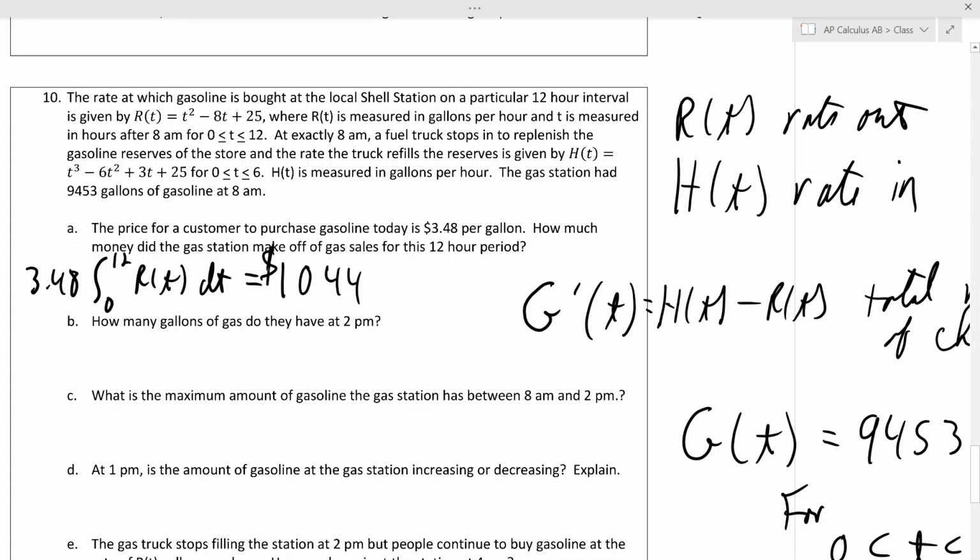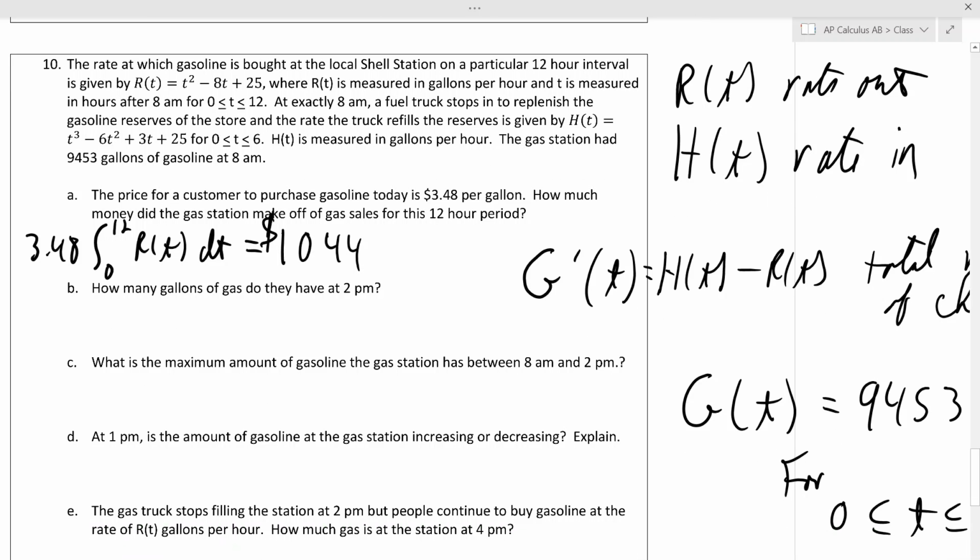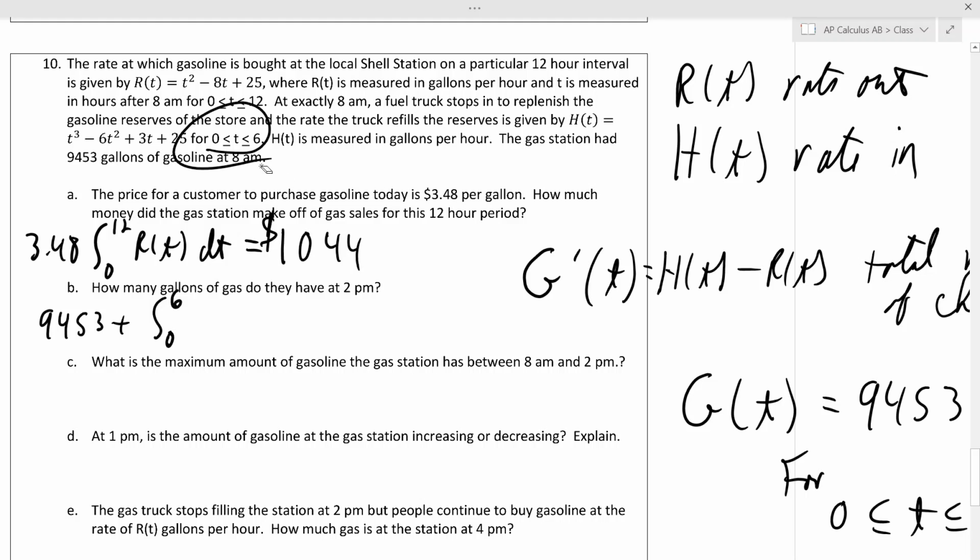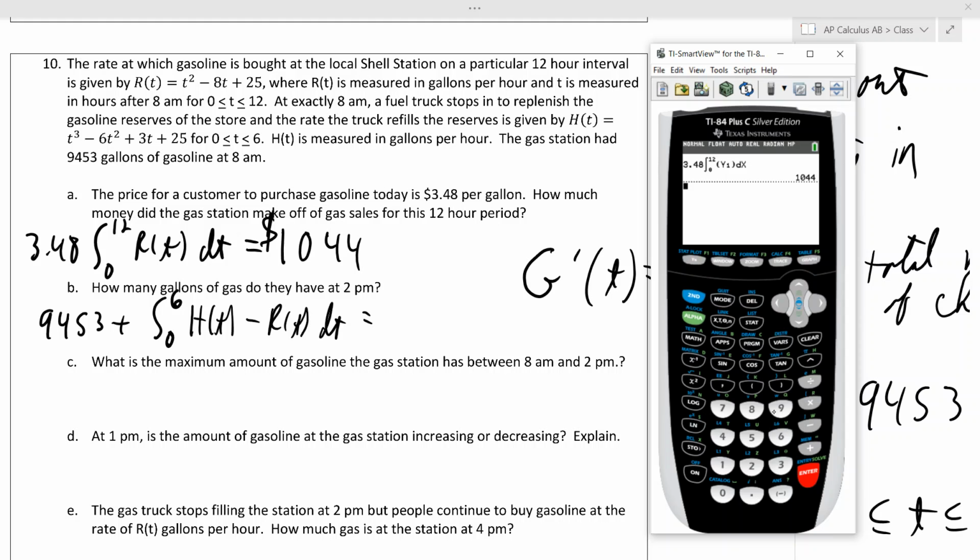How many gallons of gas do they have at 2 p.m.? Now that has to deal with how much they had, how much got bought out, and how much got brought in. So that's G of t. So we need to do 9,453 plus the integral from 0, because 2 p.m. is 6. We can use h of t that whole time. H doesn't stop until 6. If this was past 6, we'd have to do a little bit extra step here. But for right now, because H is going the whole time till 6, we can use it like that. So it's going to be 9453 plus.